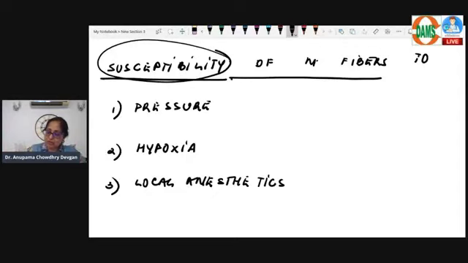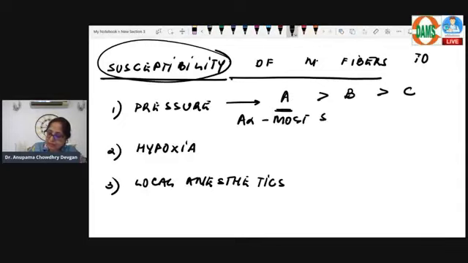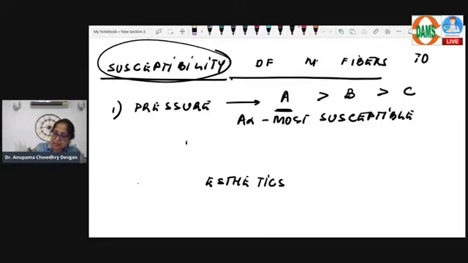So for pressure, the most susceptible fiber is A alpha, then A, then B, and then C. And out of A, it is the A alpha which is most susceptible. Right? A alpha becomes the most susceptible to external pressure. And let's see the clinical importance of knowing this. Clinical importance of knowing this is, see, more the diameter, more the susceptibility to external pressure.